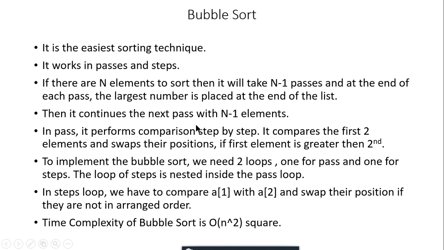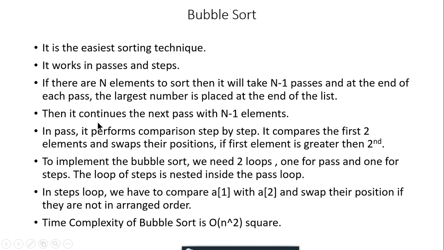First of all, let's understand how bubble sort works. It is the easiest sorting technique. It works in passes and steps. Bubble sort will compare the elements one by one. So first pass, second pass, third pass, and so on. If there are n elements in the list, it will take n minus 1 passes to sort the list, and at the end of each pass, the largest number in the list is placed at the end of the list.